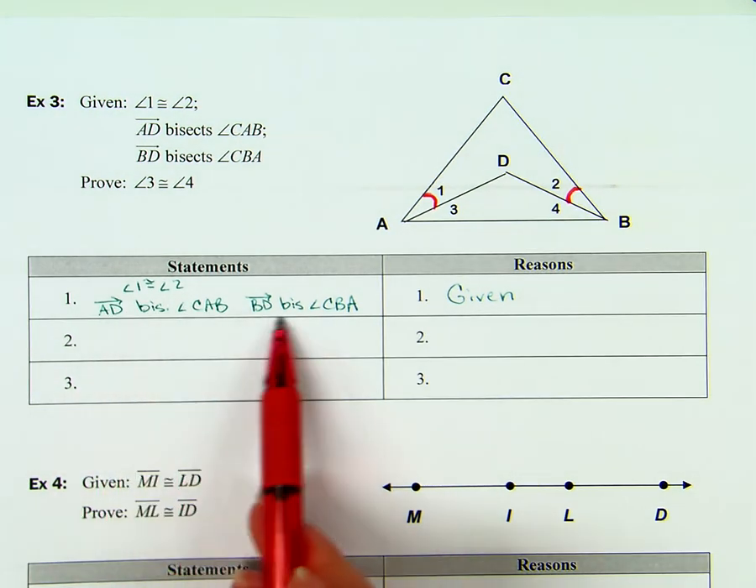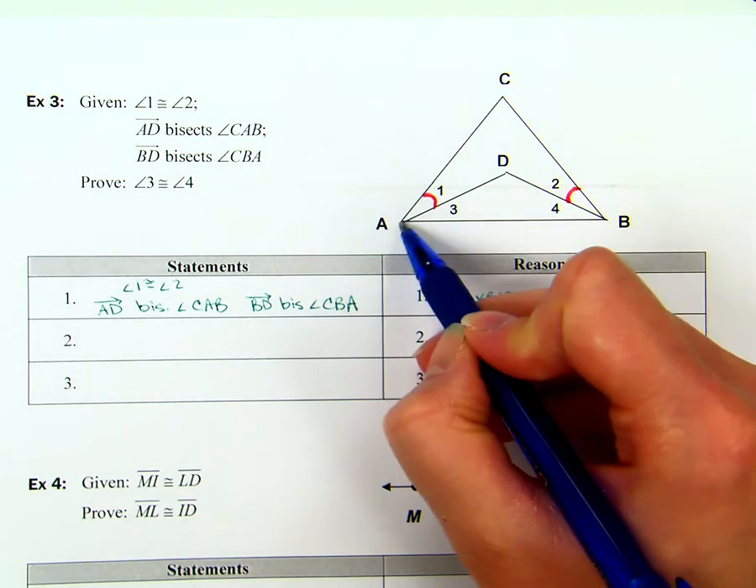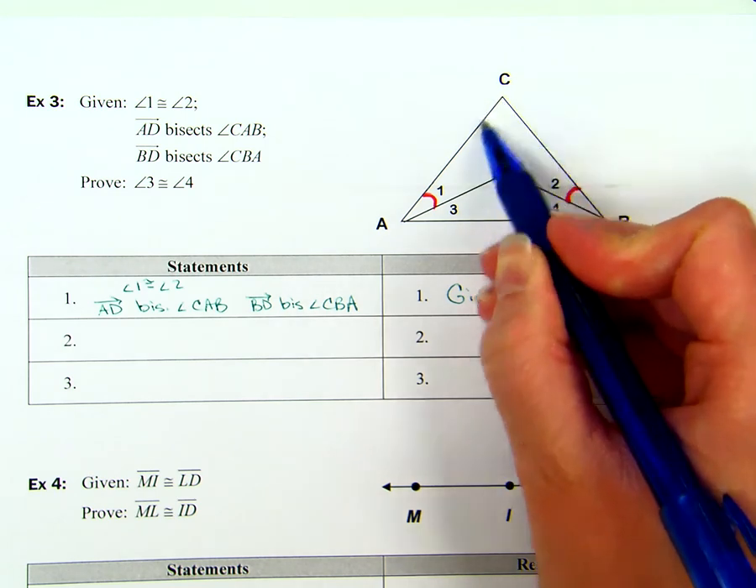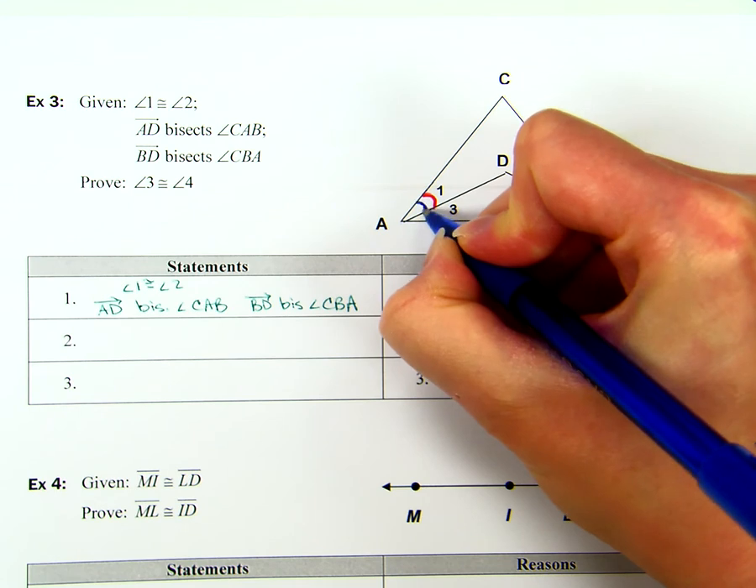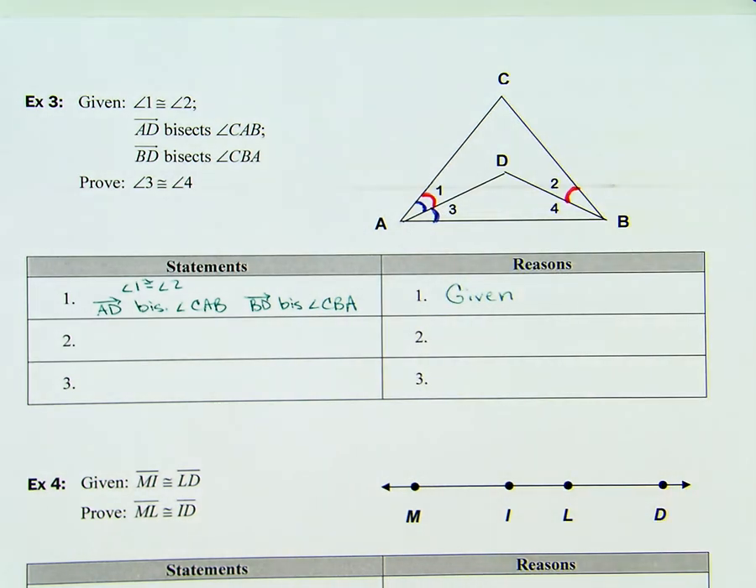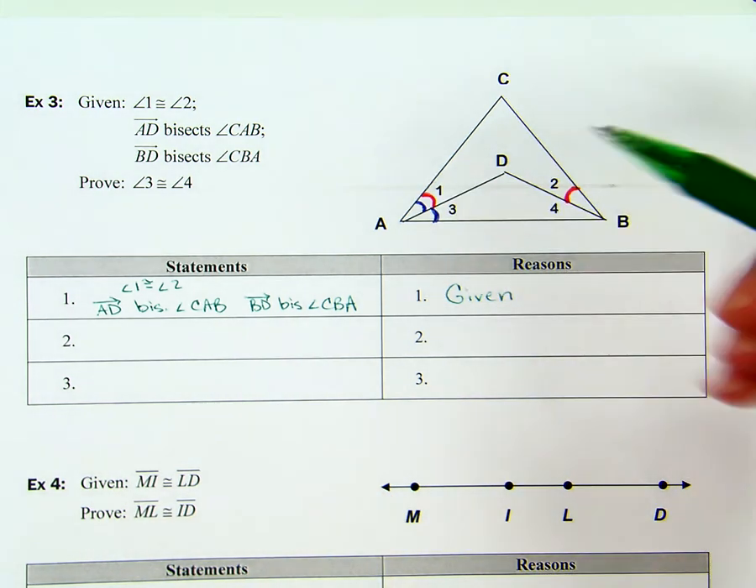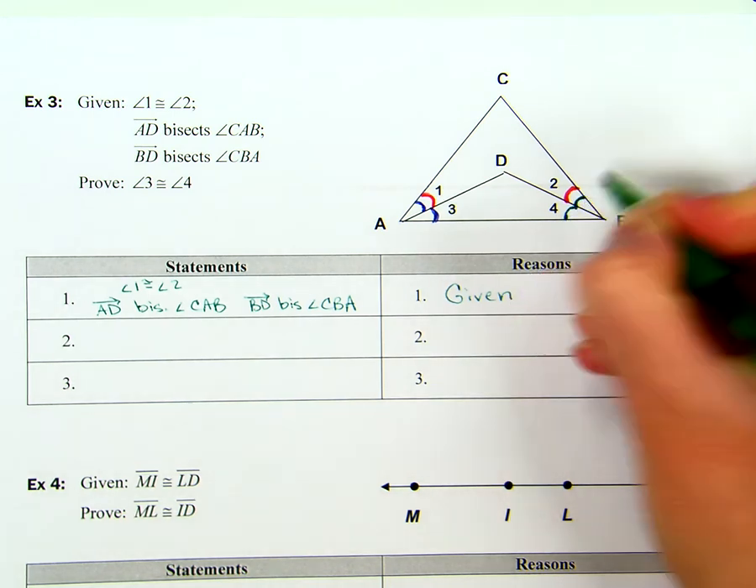Alright, well, we've got the congruent angles. Let's see what these other statements tell us. If we have a bisector, what does that mean? Well, it means that it cuts the angle in half. It creates two congruent pieces. So AD, if that bisects angle CAB, that tells us that these two angles are the same. If BD bisects angle CBA, then these two angles are the same.